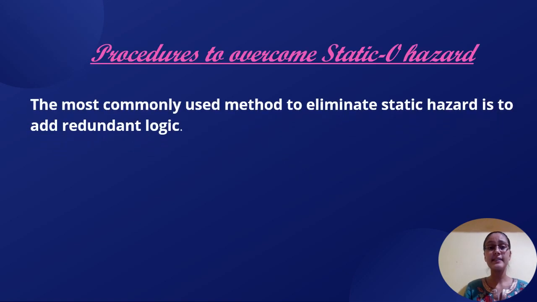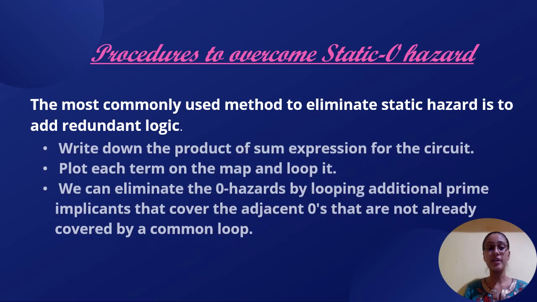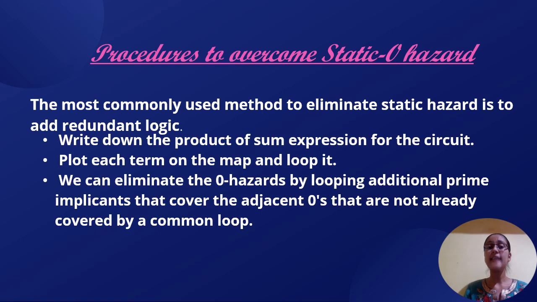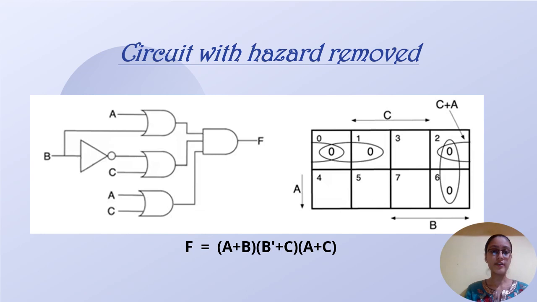Let me see how to cover this static zero hazard. The most commonly used method to eliminate the static zero hazard is to add redundant logic. Write down the product of sums expression for the circuit, then plot each term on the map and loop it. We can eliminate the zero hazard by looping additional prime implicants that cover the adjacent zeros that are not already covered by a common loop. Let me take the previous example and explain it clearly.